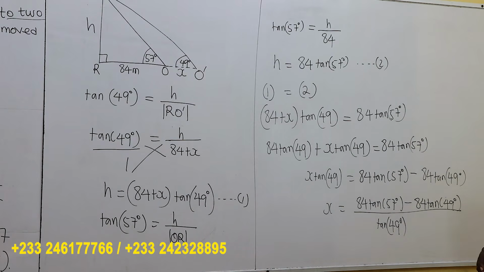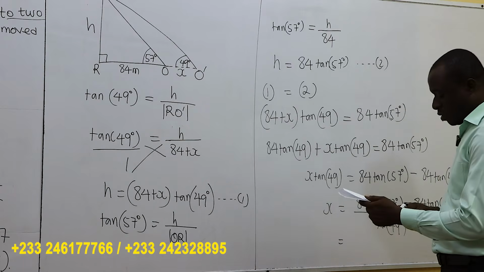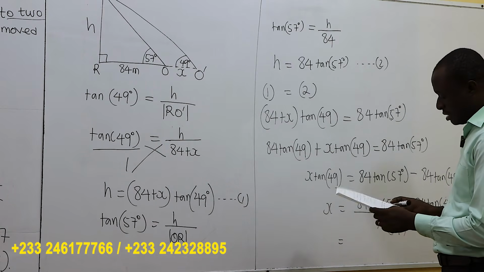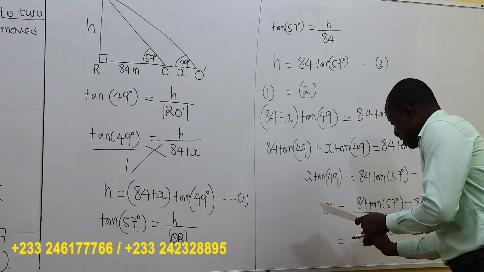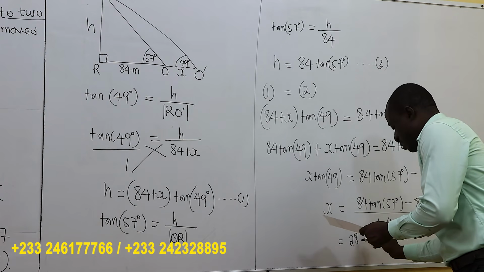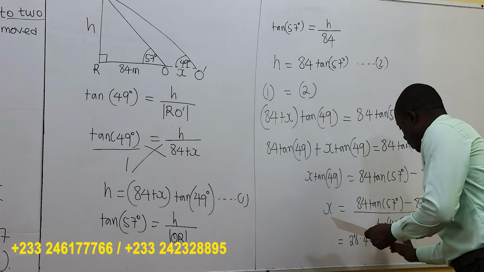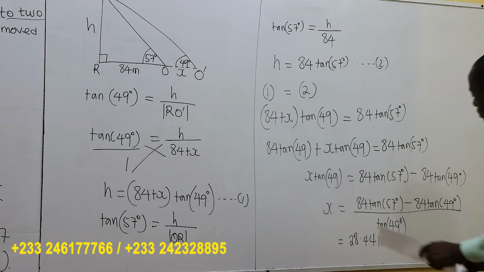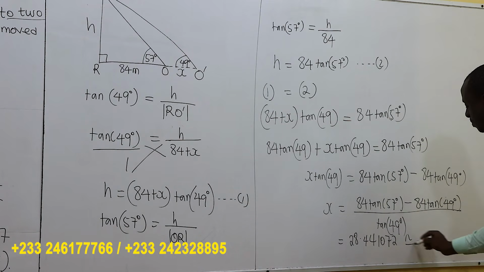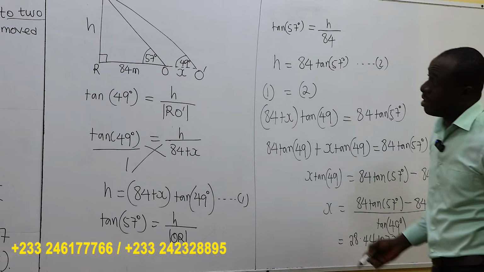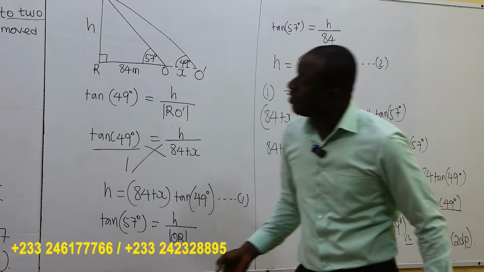Now we are told the answer should be in 2 decimal places. So punch this on the calculator. When you do, this gives us 28.44107, and it continues, but we are told to give 2 decimal places. So that's 28.44. That's what the question says: find correct to 2 decimal places.